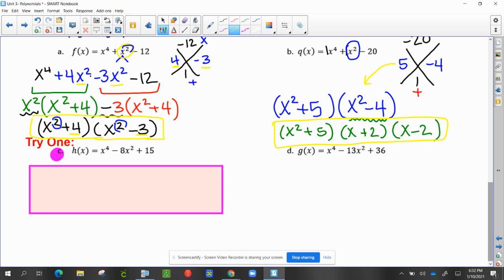So I'm going to have you guys try c. Okay, it's x to the 4th minus 8x squared plus 15. So start by setting up your x, and then use the shortcut. Just remember, use x squared in your parentheses. So go ahead and try c.